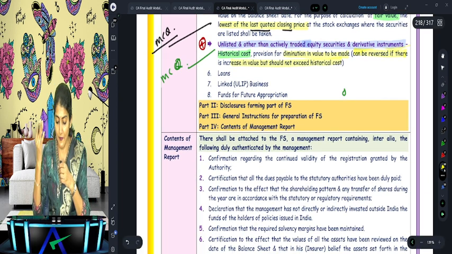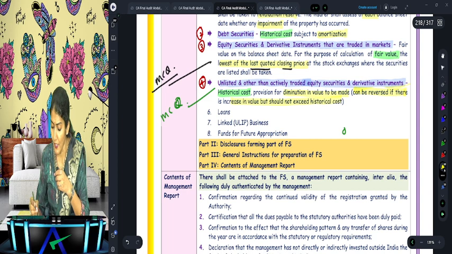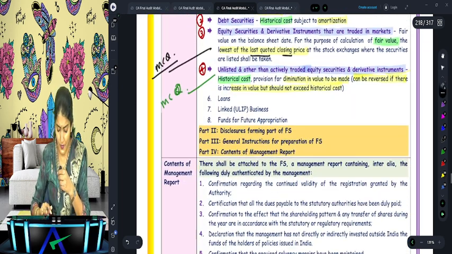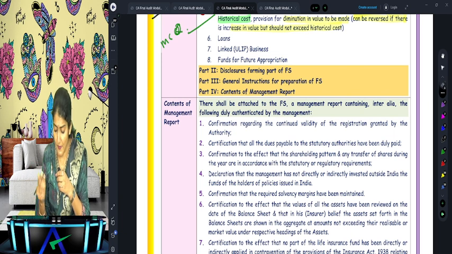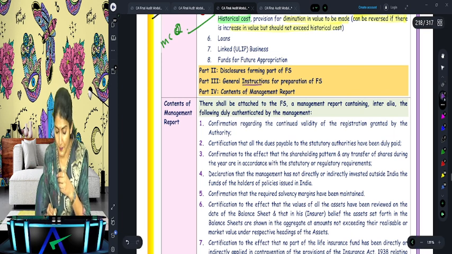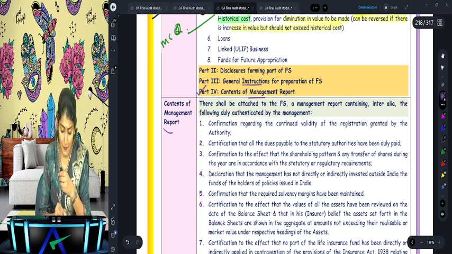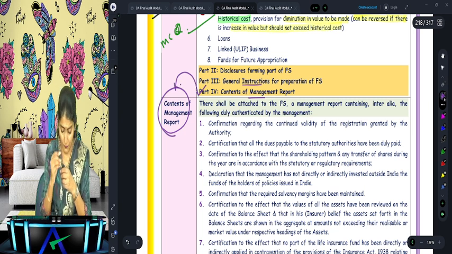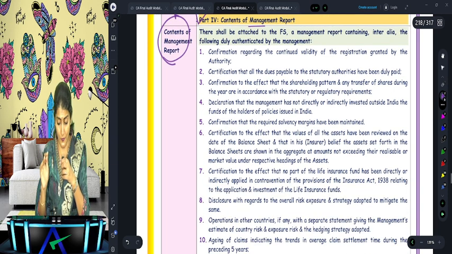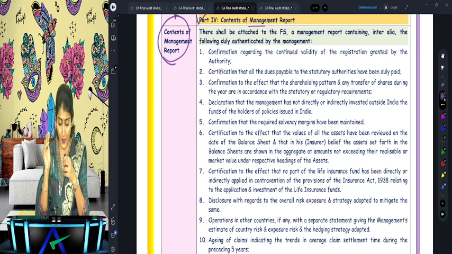Right. And then you have the loans and the ULIP and the funds for the future appropriation and so on, right? So that is regarding what is to be included in the financial statements and the disclosures forming part of financial statements, general instructions. And what is the part 4? Part 4 is the important one for us, wherein we have the contents of the management report.